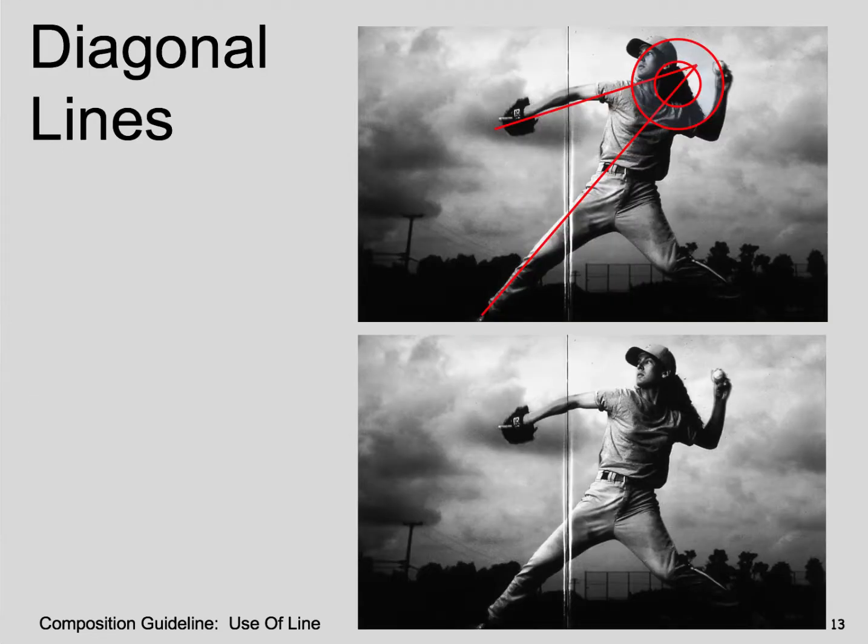Here's a great example of diagonal lines created by the body. Here we have the pitcher wound up, ready to pitch the ball, and you can see the tension going from that leg up to the pitcher's head area, and then going back down to the arm. And we have this kind of nice two parts of a triangle being drawn together.